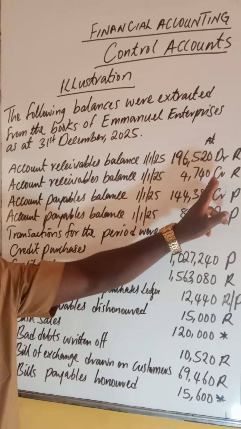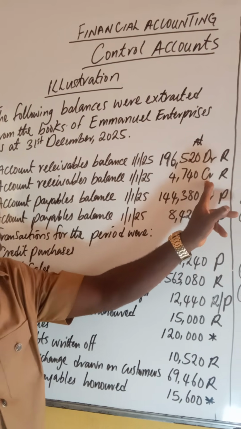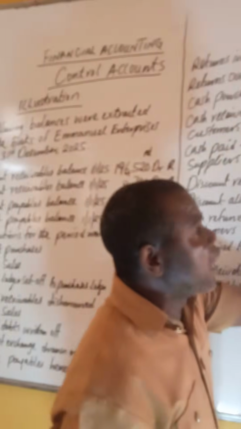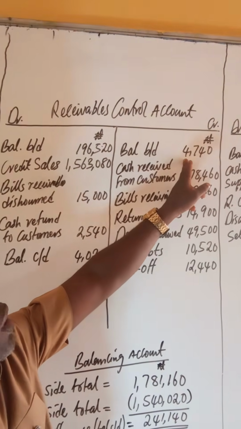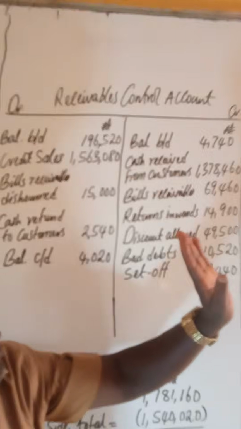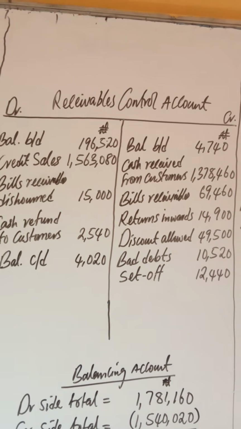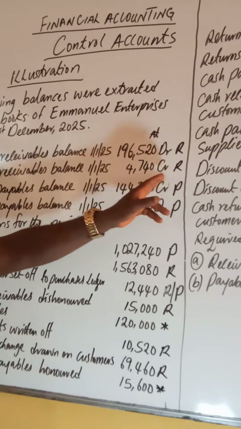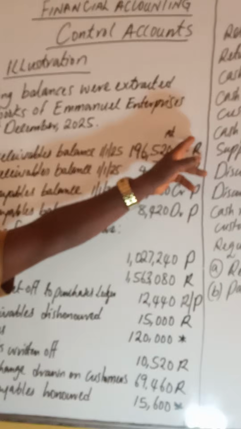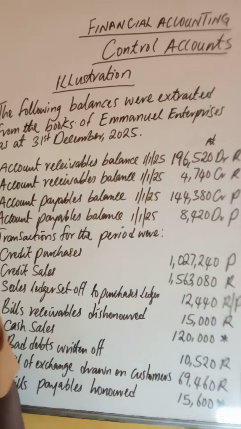Then the next is account receivable balance, but in this case, it is a credit balance. A credit balance means take the balance to the credit side of the receivable control account. As you can see, the title is balance brought down, which is 4,740 naira. So the two balances in the receivable account have been posted respectively, based on the identification of debit side balance and credit side balance.